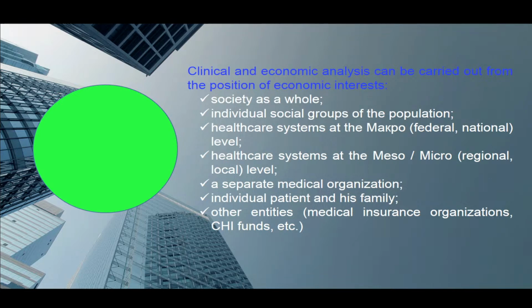Clinical and economic analysis can be carried out from the proposition of economic interest. First, society as a whole. Second, individual social groups of the population. Three, the healthcare system at the macro level. The macro level, for example for Russia, means federal level or national level. Then healthcare systems at the meso or micro level. Meso level is mainly regional or local level.